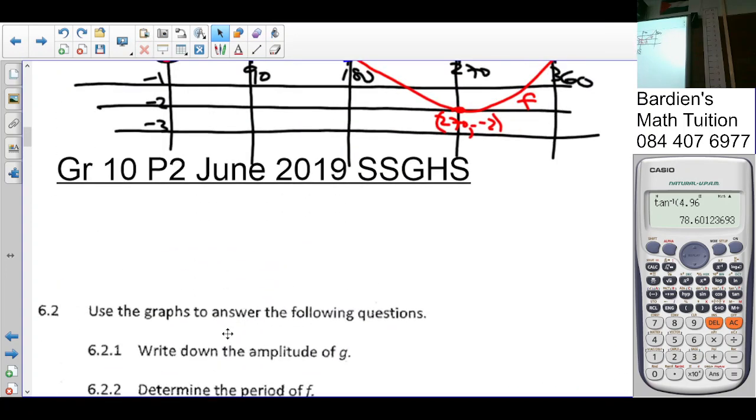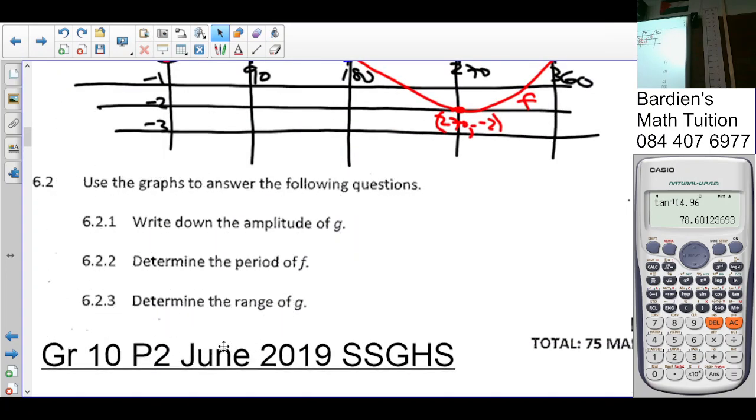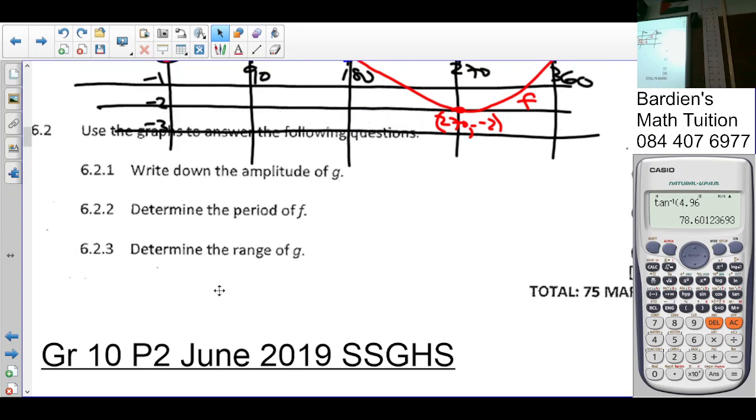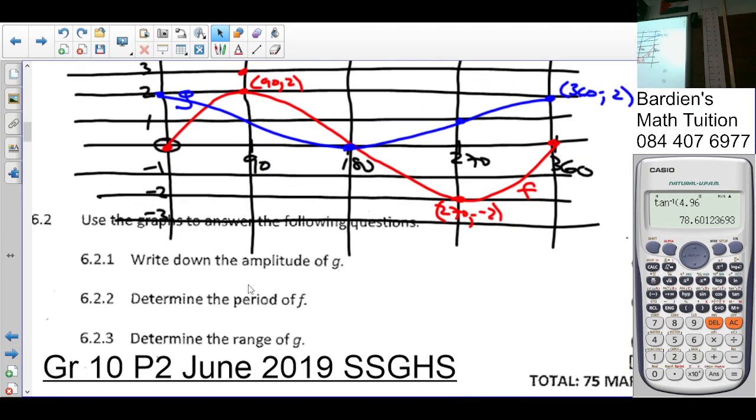The next question we are then asked: use your graph to answer the following questions. What's the amplitude of g? So the amplitude here of g is 1. You can see from the neutral to the maximum is 1, or the middle to the maximum is 1. So the amplitude is 1.